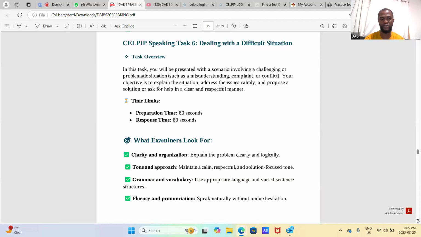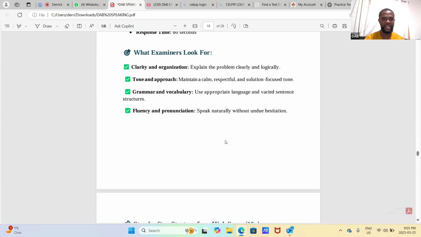So, what are the examiners looking for? Clarity and organization: you explain your problem clearly and logically. Your tone and approach: you maintain a calm, respectful, and solution-focused tone. Your grammar and vocabulary: use appropriate language and varied sentence structures. You should be fluent and your pronunciation should be on point.